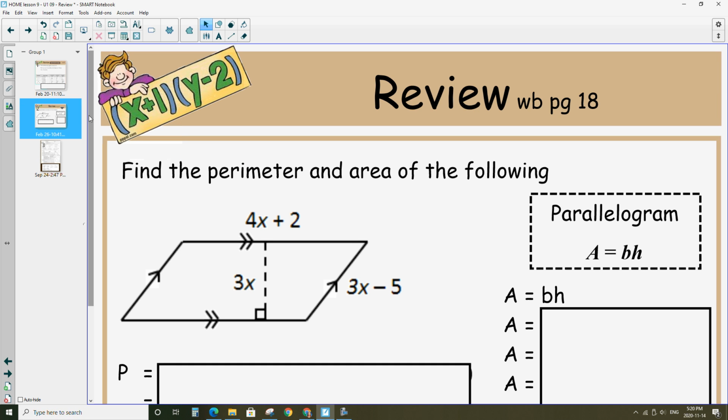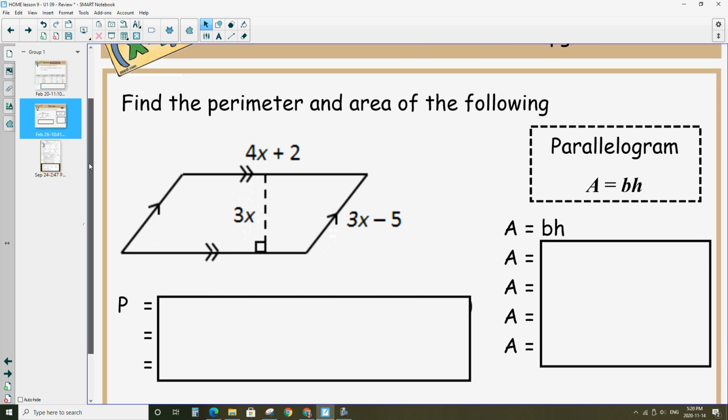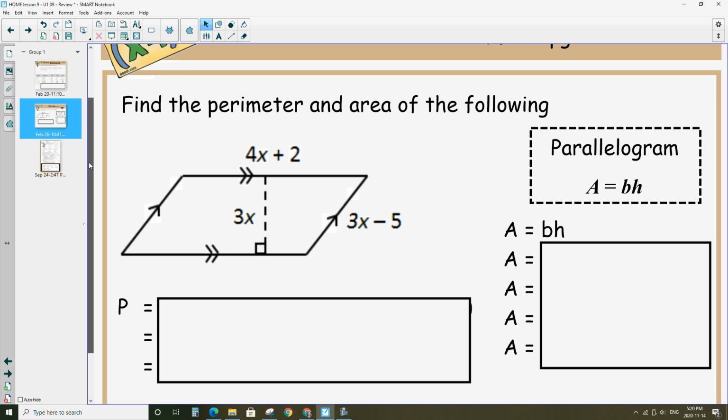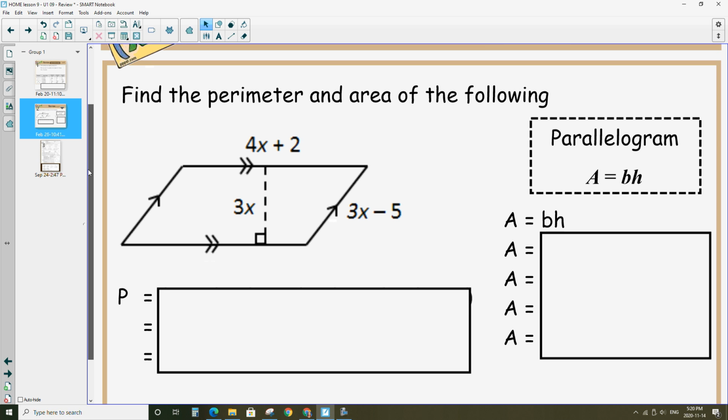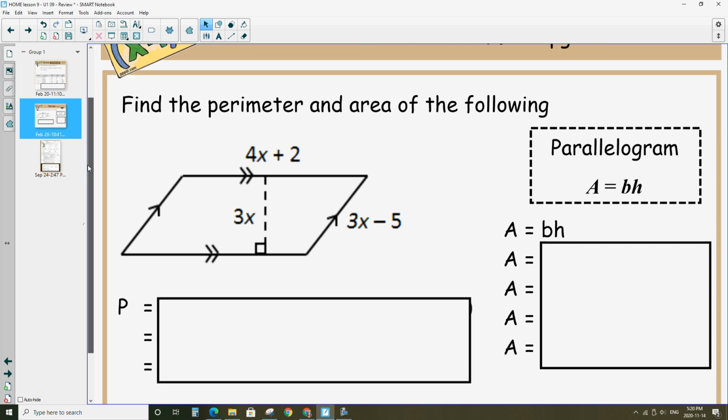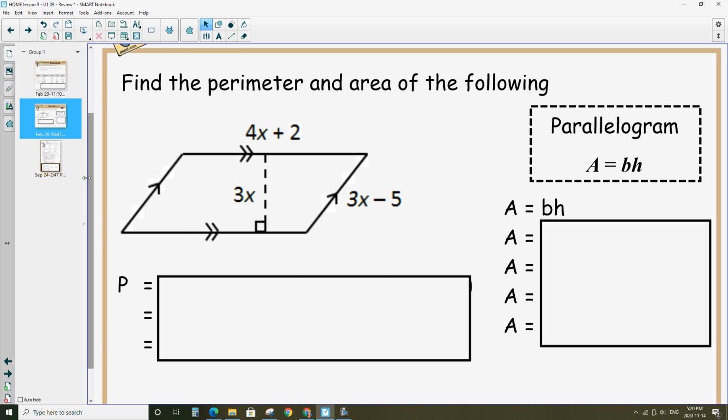Okay, so the word problem I'm going to go through is we have a parallelogram, and we're looking to see what is the simplified expression for perimeter and area of this shape. So for the perimeter, we're just looking at the outside lengths, okay, and then adding them up together. The 3x is for the height, and we're going to use that for the area in the next part.